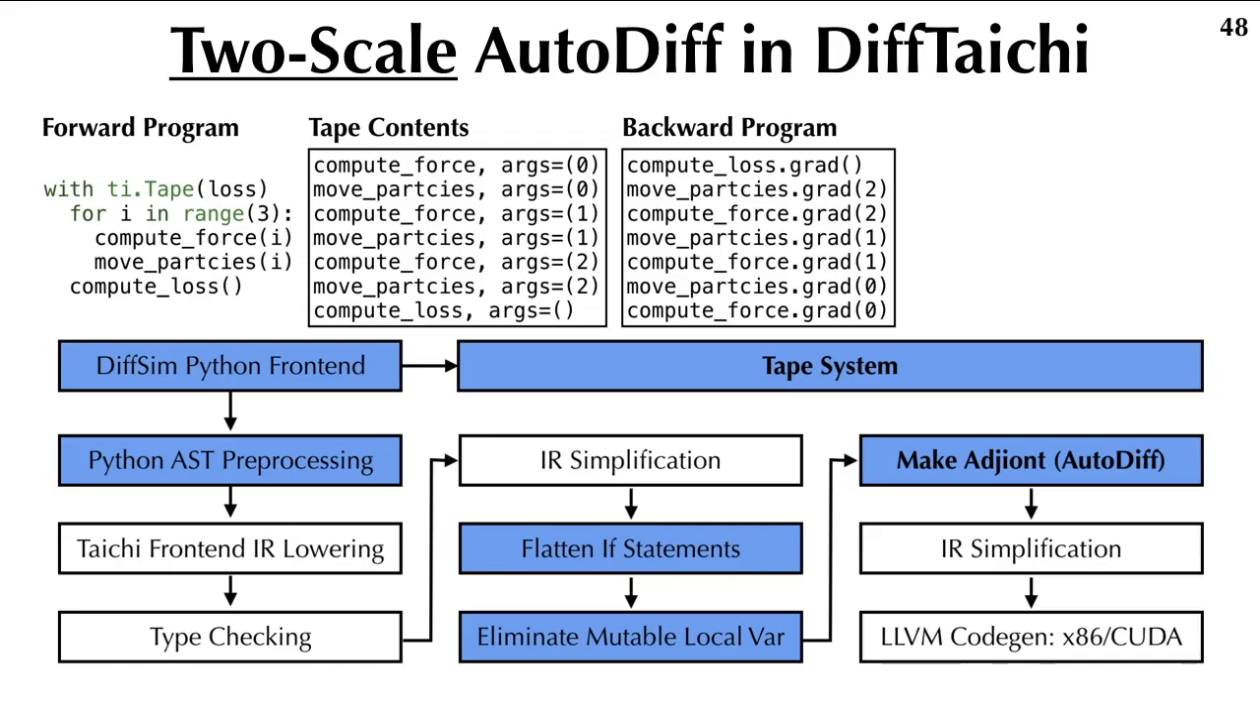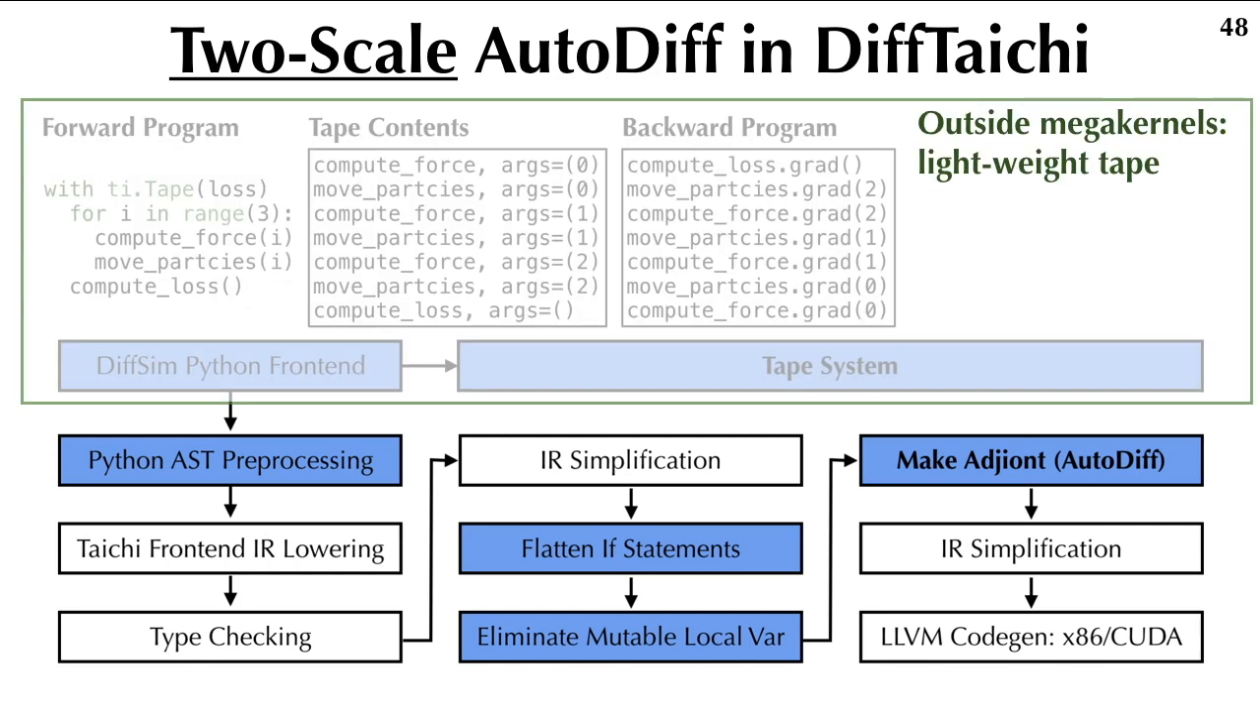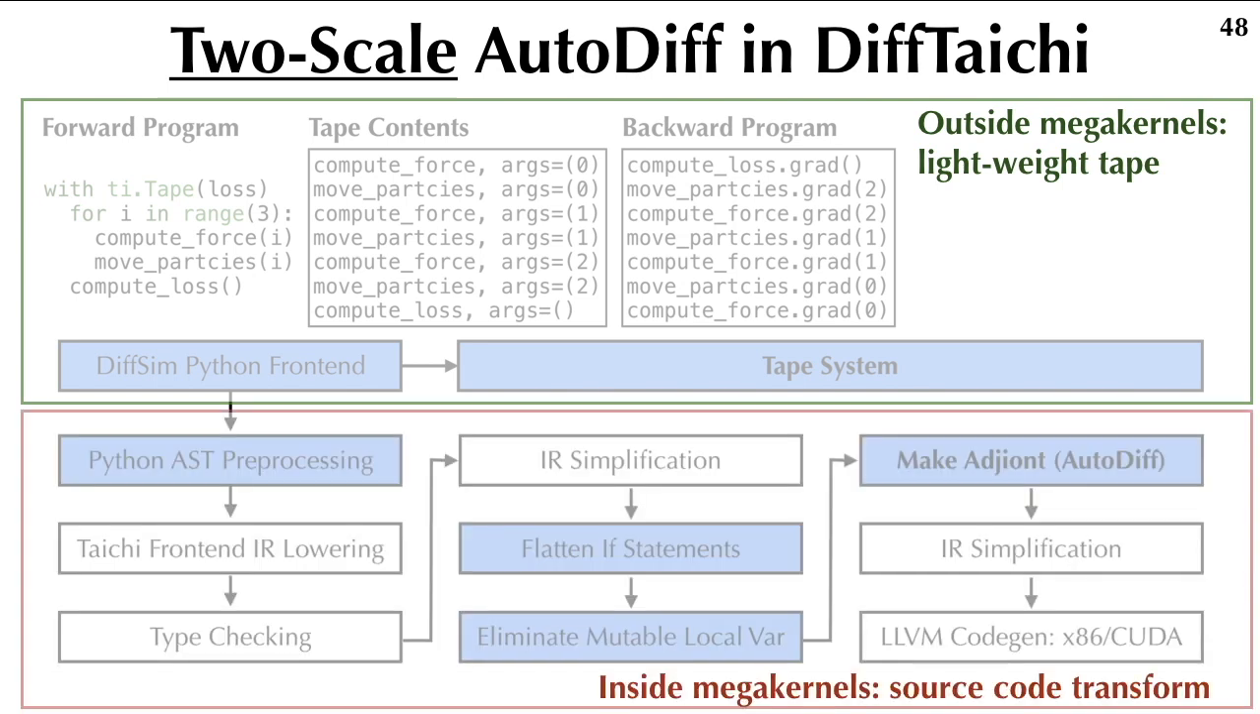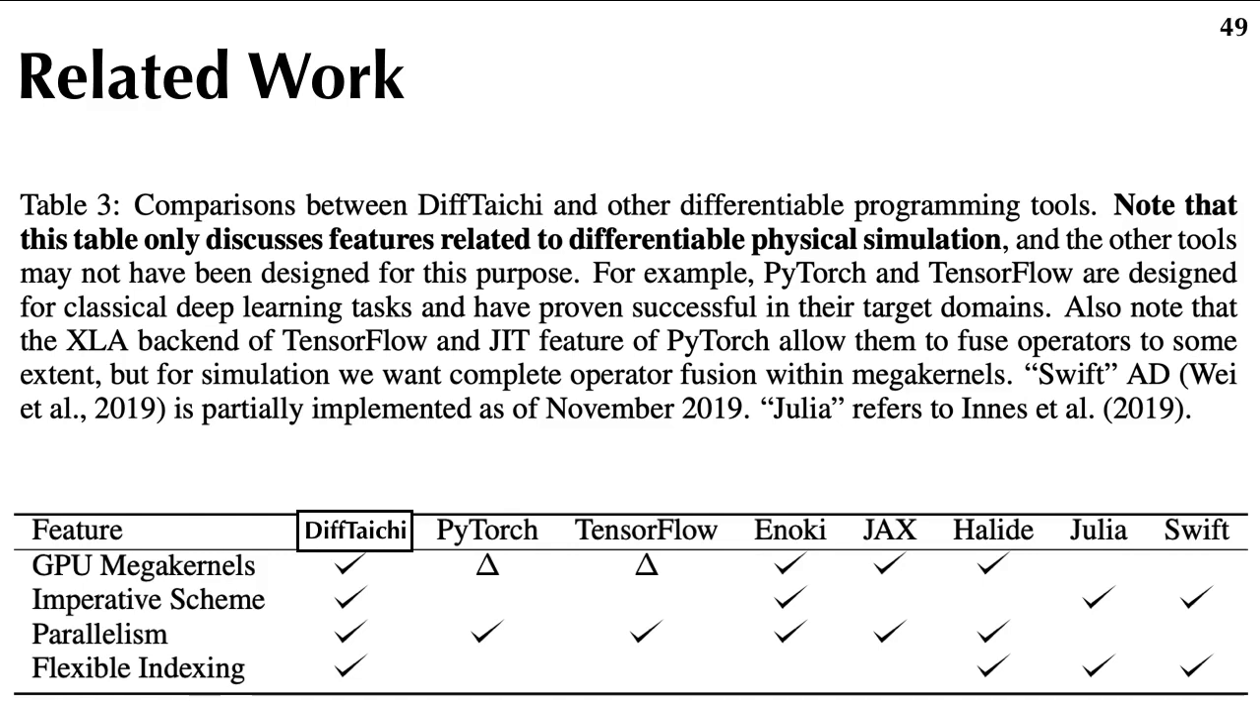So here's a high-level view of two-scale AutoDiff in DiffTaichi. We designed our AutoDiff system to be two-scale because we really want our kernels to be megakernels, and we use a tape to record the megakernel launches. And then within the megakernels, we do a source code transform so that a megakernel's gradient kernel is still a megakernel. This ensures that during gradient evaluation, we're still running high-performance kernels.